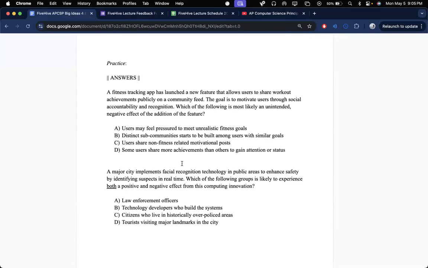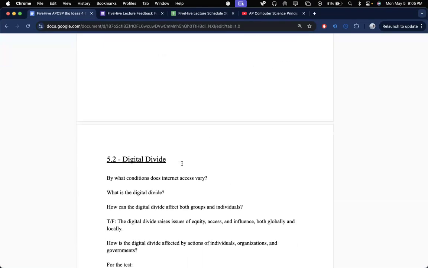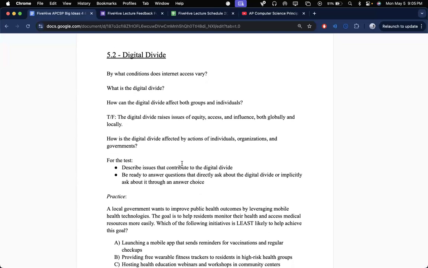Any questions with these ones before we move on to the digital divide? Great. So, internet access may vary by what conditions? That's the question. What do you guys think? Or in other words, what are some ways internet access may vary? What statuses may you have that may make you more likely to have internet access?